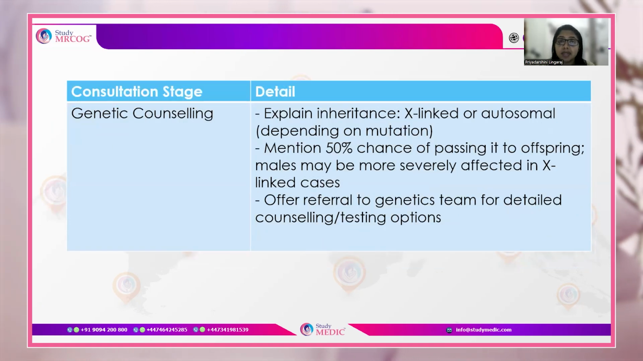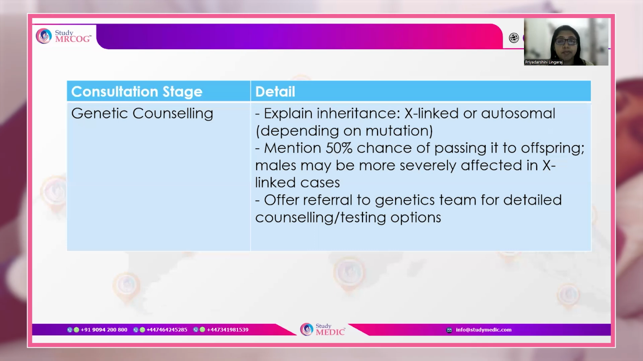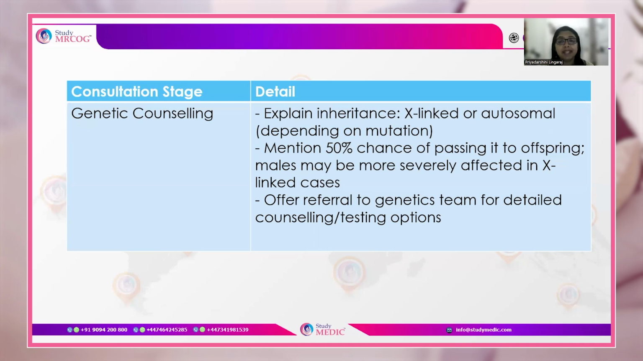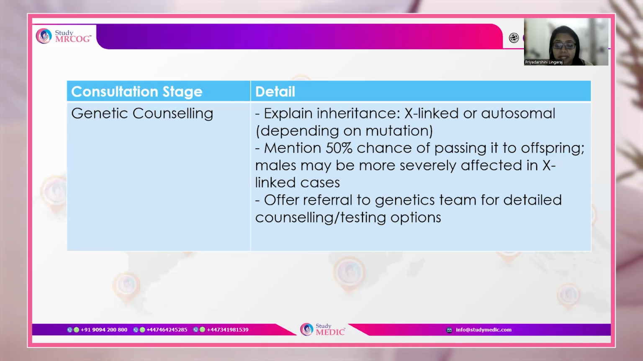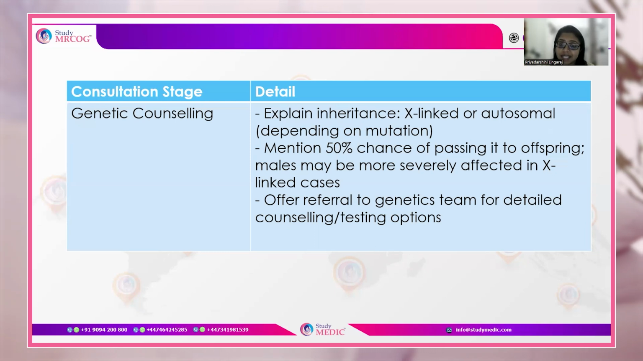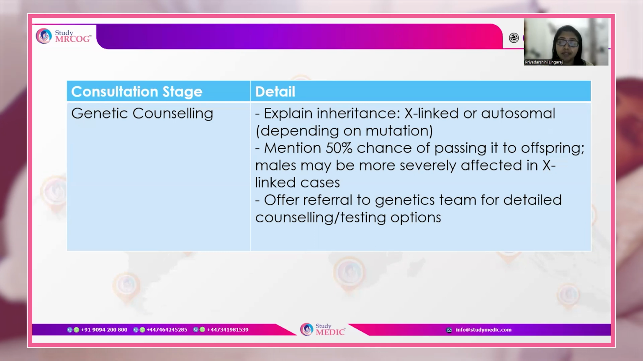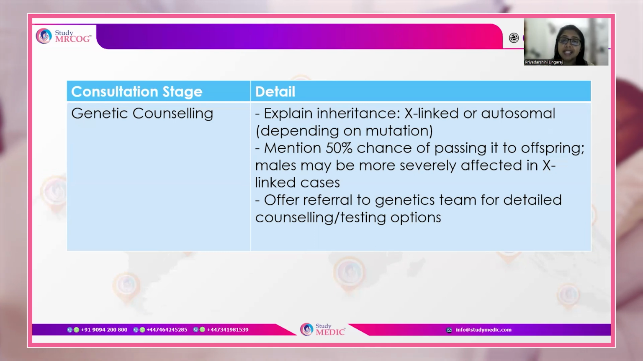And then genetic counseling is very important in Alport syndrome. You need to explain that it is X-linked or autosomal depending on the mutation. So whatever the mutation is, you need to explain that very, very clearly. The chance of passing it to the offspring can be 50%. Okay, it can be very severe if it is an X-linked disease. And the genetic team will definitely be involved if she's asking for more explanation on the genetic part also.